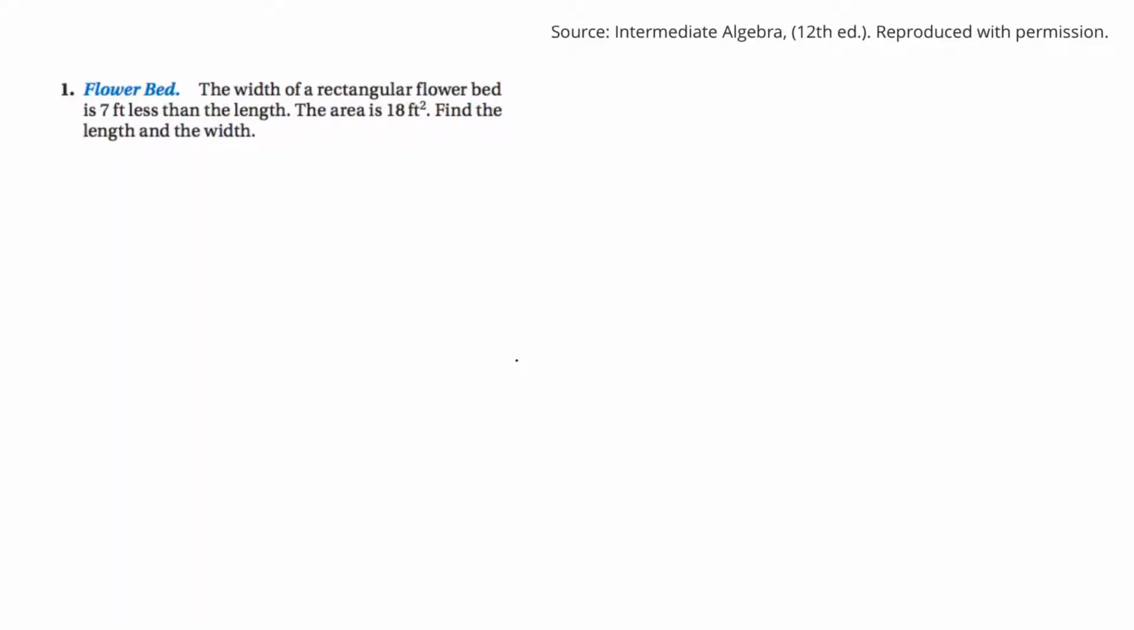All right, here's an application of using quadratic equations to solve. It says the width of a rectangular bed is 7 feet less than the length. Okay, so it's a rectangle, and the width is 7 feet less than the length. So the length take away 7. So the length is L, and the width is going to be L minus 7.